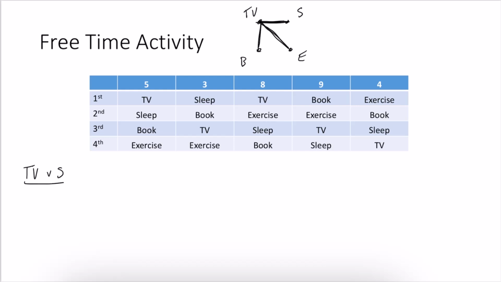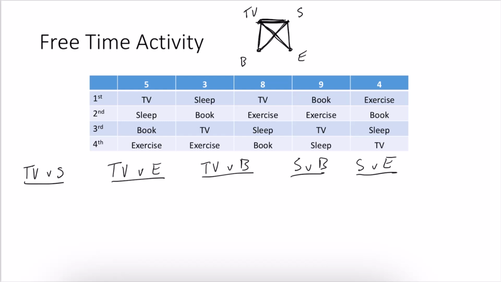So that's going to give us 3 pairs: TV versus sleeping, TV versus exercising, and TV versus reading a book. So we have those 3 pairs that are related to TV. And then sleeping needs to be paired with TV, which we've already got. It also needs to be paired with reading a book. So we've got sleeping versus reading a book and sleeping versus exercise. So those are all of the possible pairs that involve sleeping. Then exercise can be paired with TV, which we've already got. It can be paired with sleeping, which we've already got. And it can also be paired with reading a book.